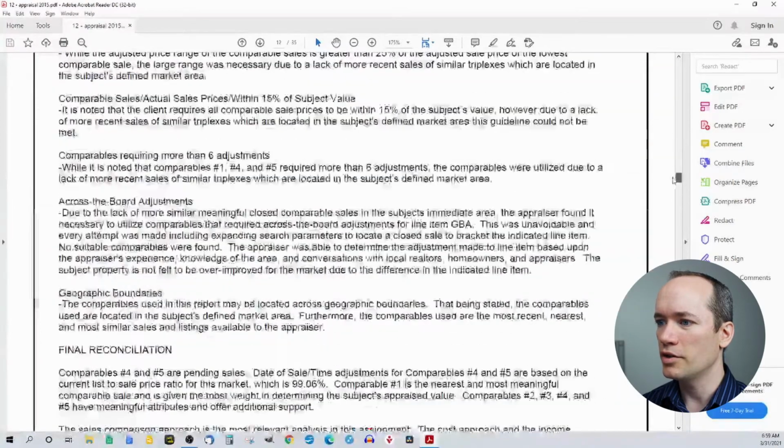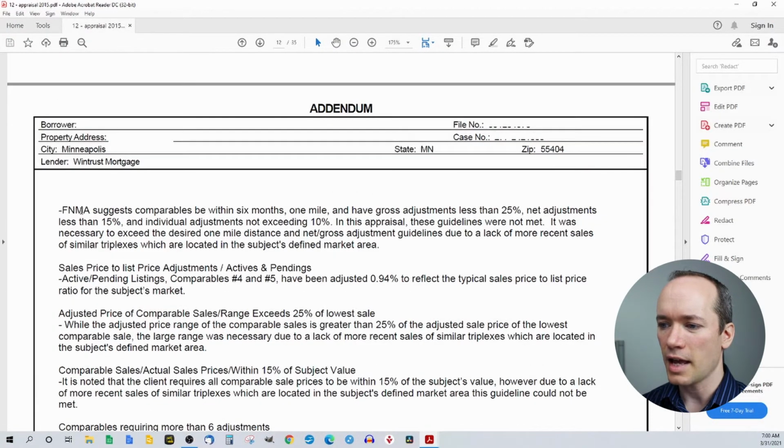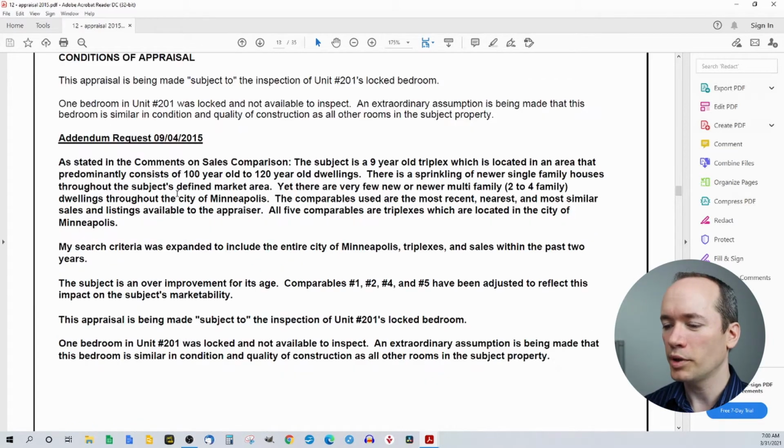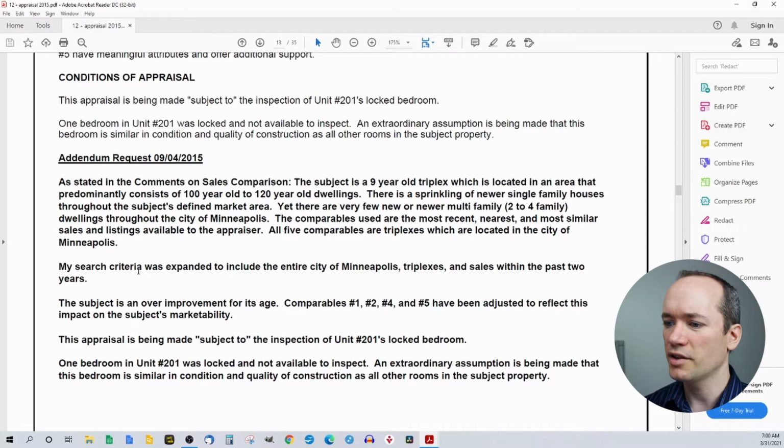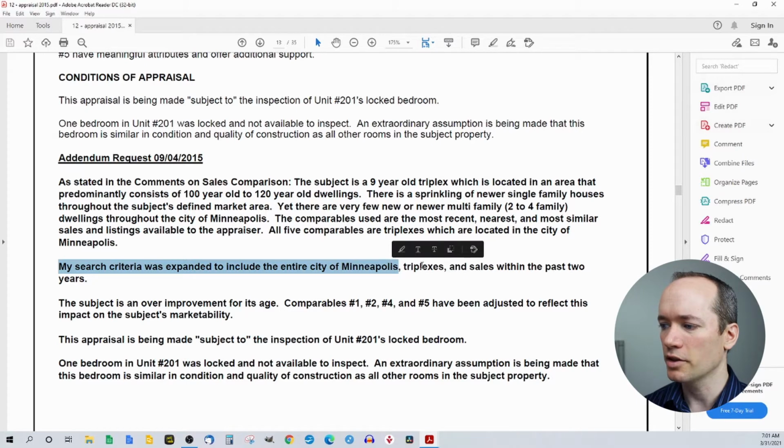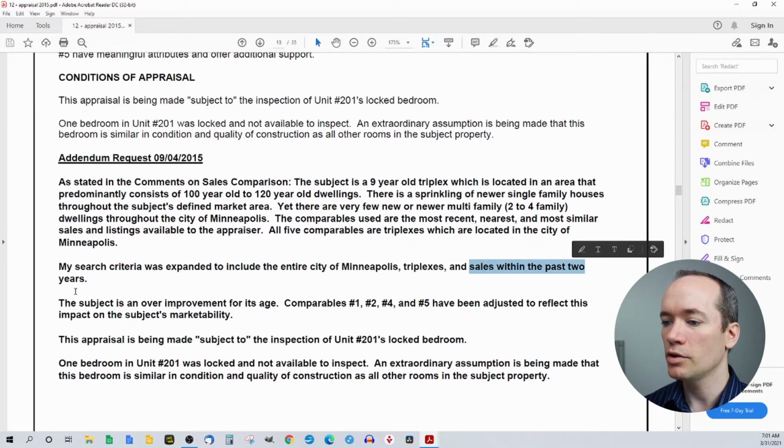If I scroll down to page 12 of the report, it says that FNMA, which is, I believe, the Federal National Mortgage Association, suggests comparables within 6 months, 1 mile, and have a gross adjustments less than 25%. And then the appraiser says it was necessary to exceed the desired 1 mile distance and net gross adjustment guidelines due to a lack of more recent sales of similar triplexes, which are located in the subject defined market area. And then the appraiser continues to make a comment down here on page 13 that my search criteria was expanded to include the entire city of Minneapolis, triplexes, and sales within past 2 years.